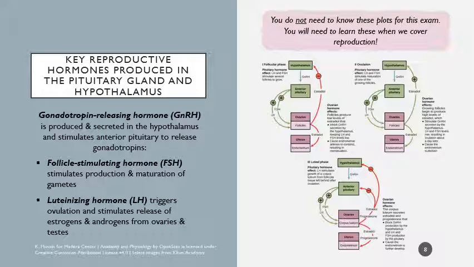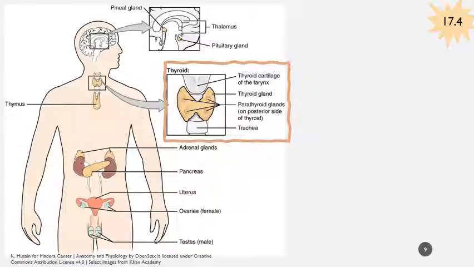Again, we divide this up into follicular, ovulation, and luteal phase in terms of the ovarian cycle. So on that final exam, you are going to have to broadly explain each of those different parts of the ovarian cycle. Again, not for this exam, but for the final exam.